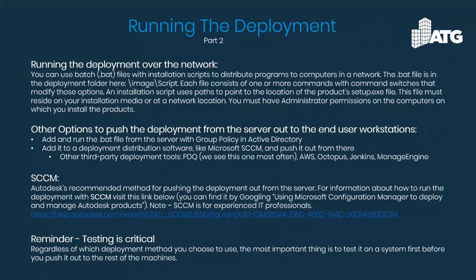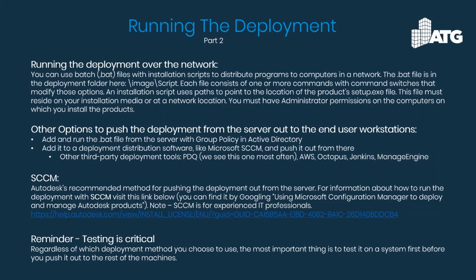On to part two. This is probably the part that you're most curious about, I'd imagine. So you can use BAT files with installation scripts to distribute programs to computers over the network. The BAT file lives in the deployment folder if you go under image and then script. And this file has different commands that do different things that you can modify if you'd like. An installation script uses paths to point to the location of the product setup exe file. And the file must reside in your installation media or at the network location. And you must have administrator permissions on the computers where you're installing the products.